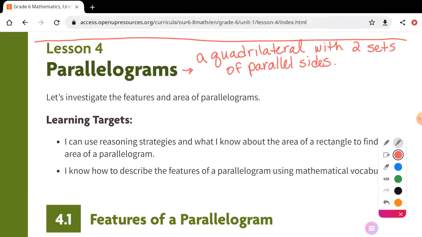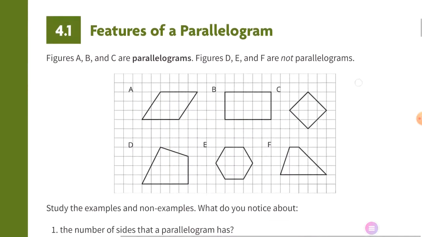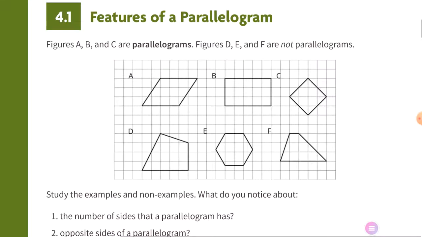Once you have that definition, go down and look at 4.1. It shows us 6 pictures. And if we read, it says figures A, B, and C are parallelograms. So it is telling us those are parallelograms. Figures D, E, and F are not parallelograms. So it's saying the top ones are, the bottom ones are not. In this book, we're not going to do these things down here at the bottom, but I want to point out, it says study the examples and non-examples.